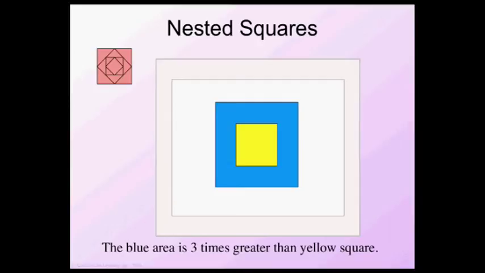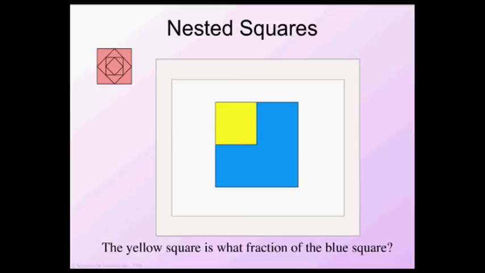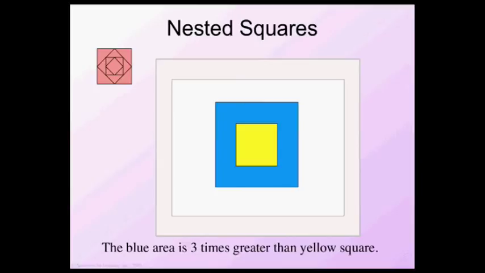Another way of looking at it is saying the blue area is 3 times greater than the yellow area, which to me doesn't seem right, but it is. When you move it like this, well then you can see, of course, it's 3 times the area. Here it doesn't look like it. It's an interesting illusion.